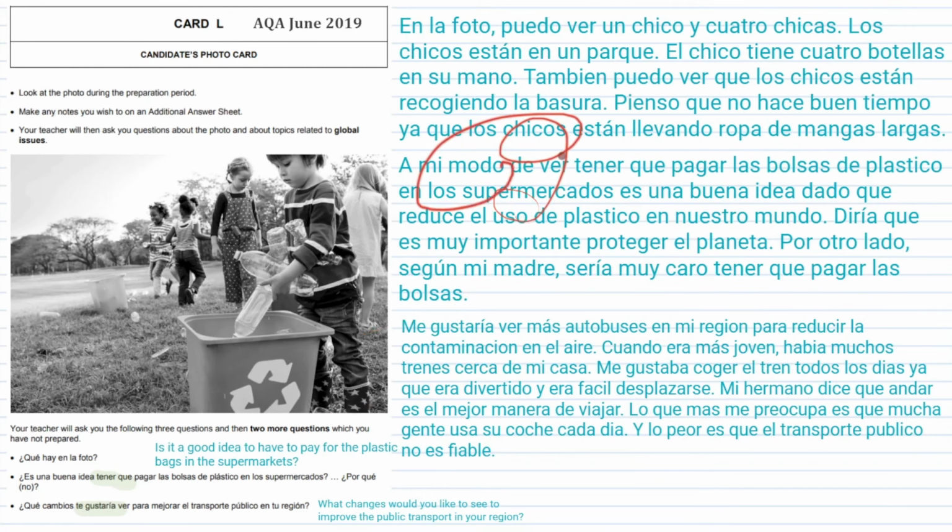So that is how I would plan my photocard and my roleplay using the 12 minutes you get in the exam. Subscribe to see me actually perform this as a mock speaking exam.